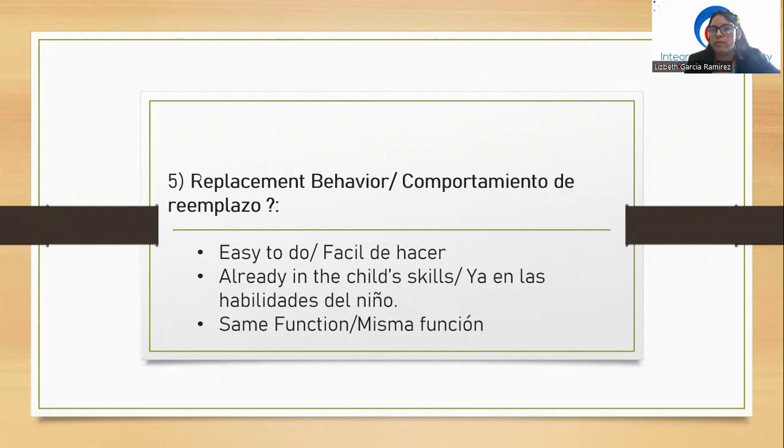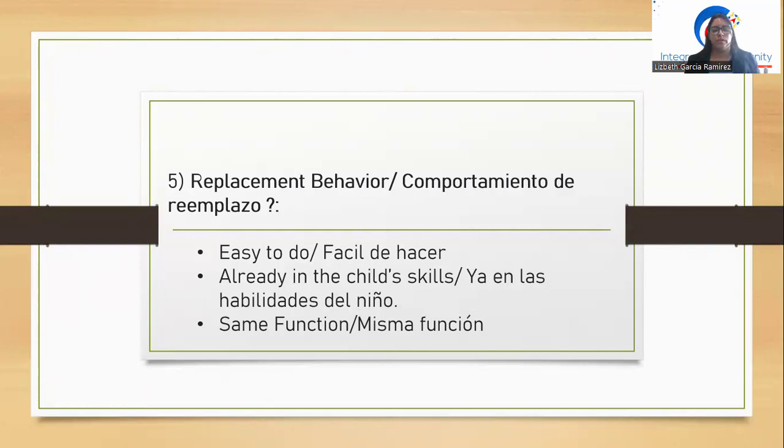But now that we've learned about the A, the B, and the C and the functions, now we're going to start talking about how I can get rid of the behavior that I don't want to see. How does my BCBA replace the behavior? Well, the very first thing that we want to do is identify an easier behavior to engage in for our participant or for your family member.